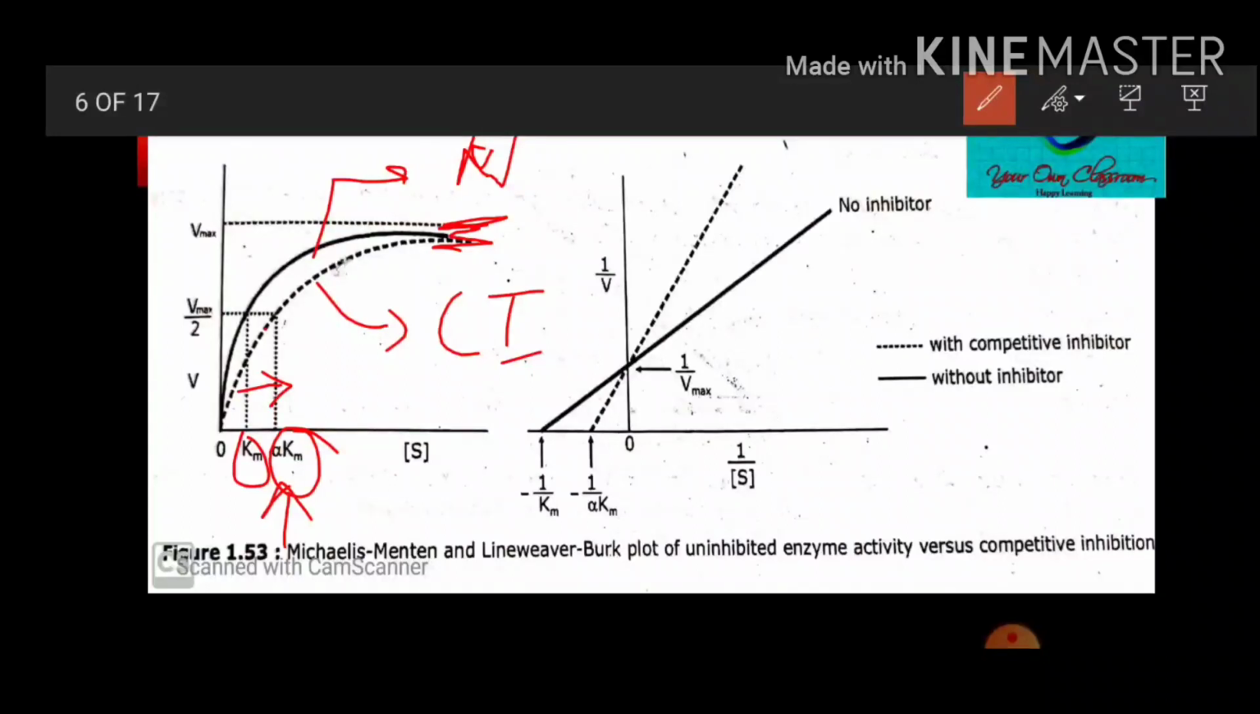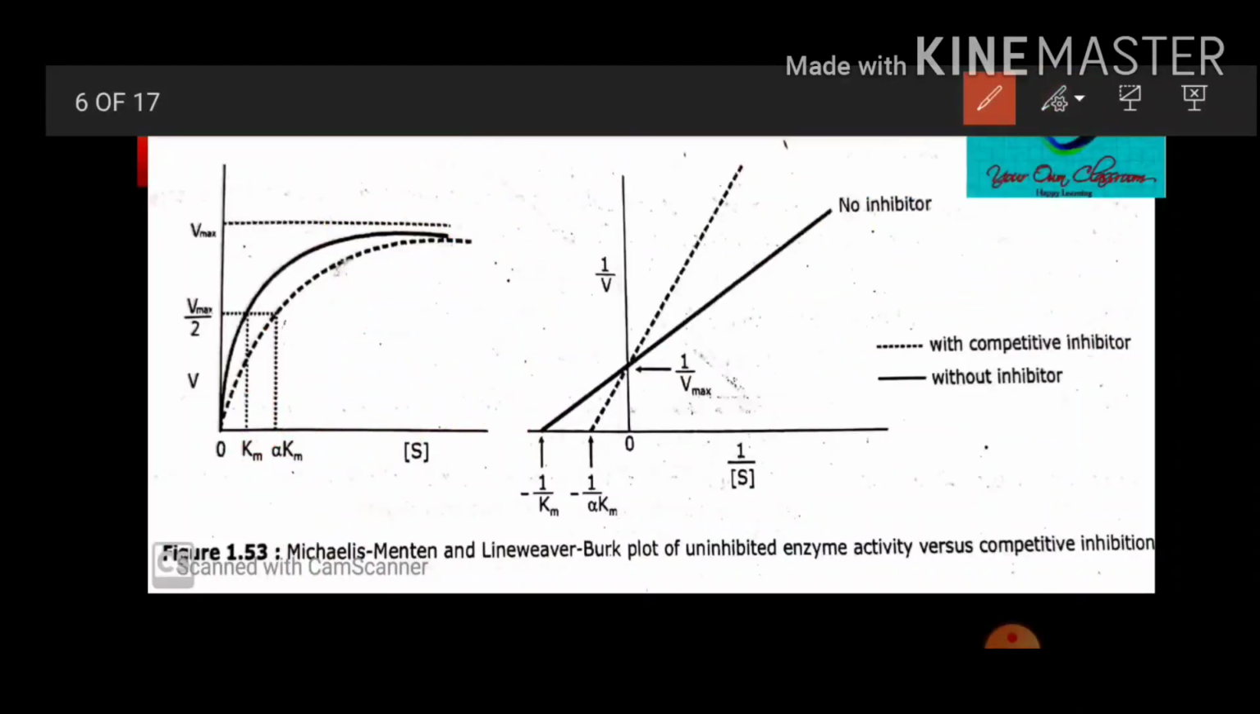This means with increase in the value of Km, the substrate's affinity for the enzyme is decreasing. So that is what is seen in the competitive inhibition. In competitive inhibition, on increasing the substrate, Vmax can be achieved. So Vmax remains unchanged while the value of Km increases.